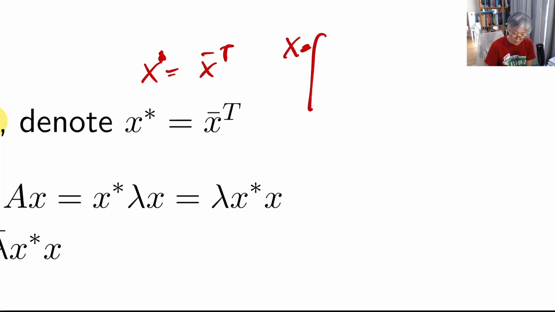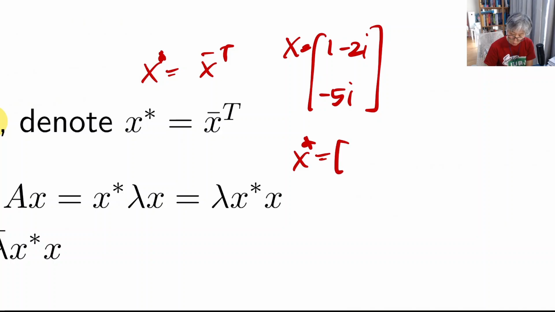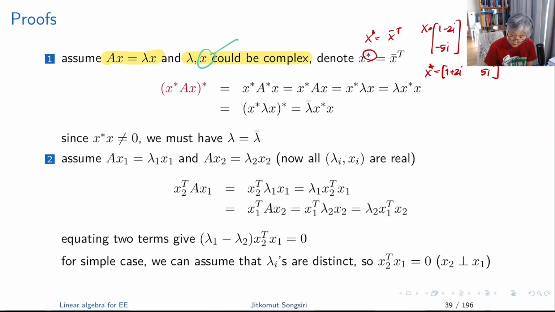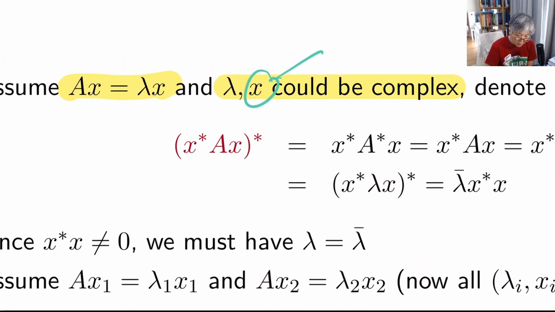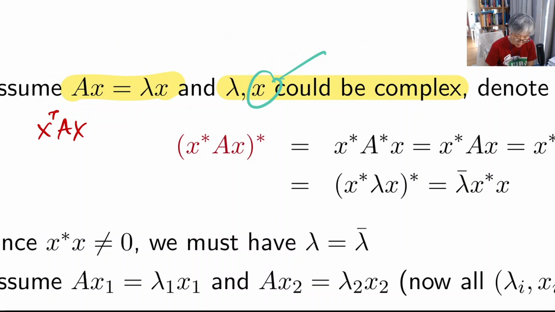For example, if my x is 1 minus 2i and this is my negative 5i, my x star would be a row matrix where this is 1 plus 2i and this is 5i. So this is called complex conjugate transpose or Hermitian operation. Okay, so the proof is the following. It's just similar to the energy form in X, but now I replace the transpose with the Hermitian conjugate. Okay. So it goes like this.